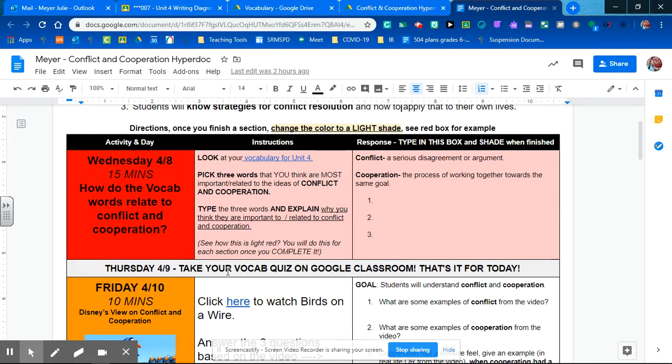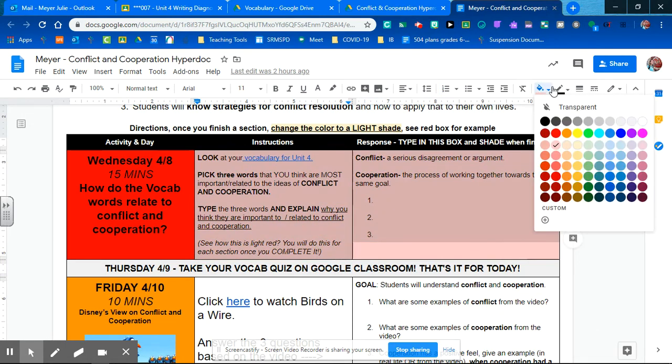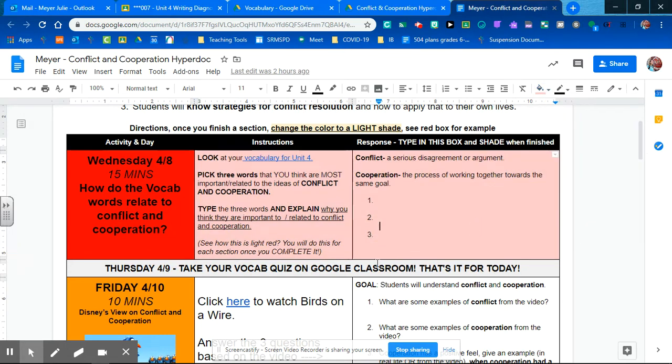So today, Wednesday, you're gonna start in the red area, 15 minutes, how do the vocab words relate to conflict and cooperation? You're gonna look at vocabulary for Unit 4, pick 3 words that you think are related to conflict and cooperation, type them here and explain why you think they're related to it. Once you finish a section, boys and girls, you're going to highlight the 2 sections, pick the paint bucket and change the color to indicate that you have finished that section.